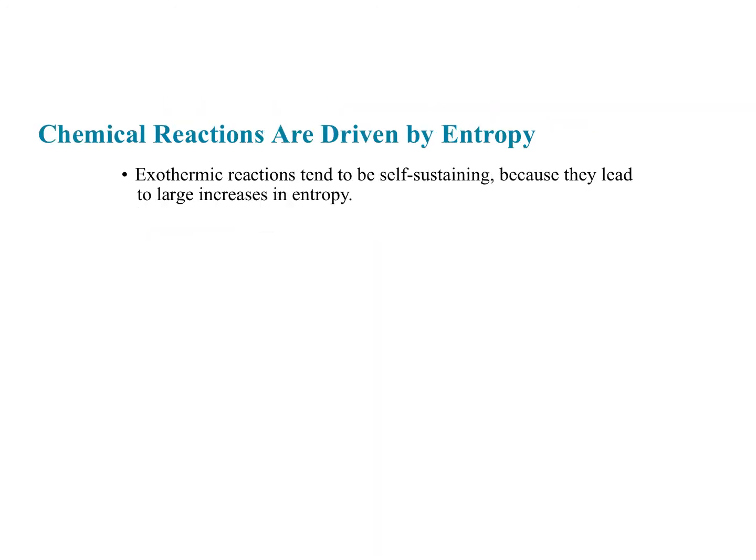Now, the other thing we can think about is that this means that exothermic reactions tend to be self-sustaining because they lead to large increases in entropy. The endothermic reactions, you have to supply energy into them to make them work. But the exothermic reactions actually give off energy, so that's why. Now, an exothermic reaction is one that tends to be self-sustaining because they lead to larger increases in entropy.